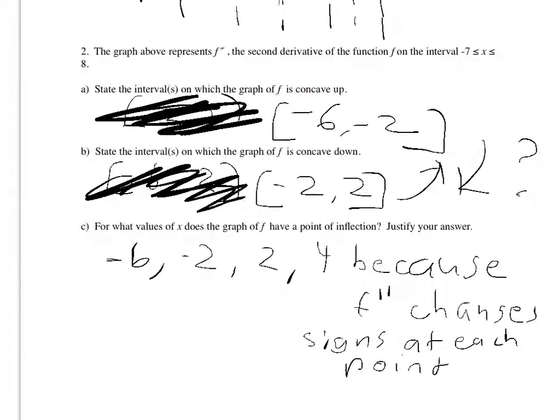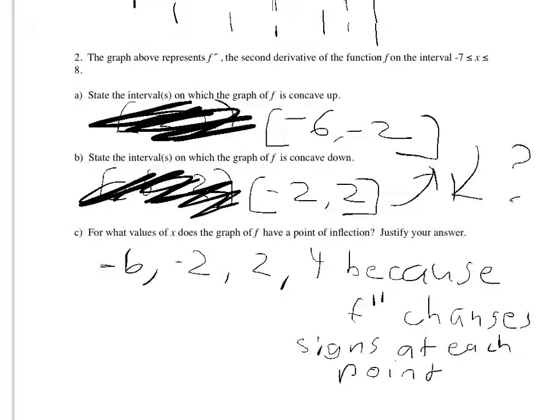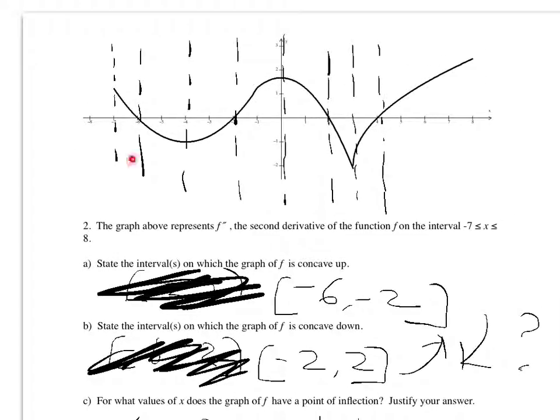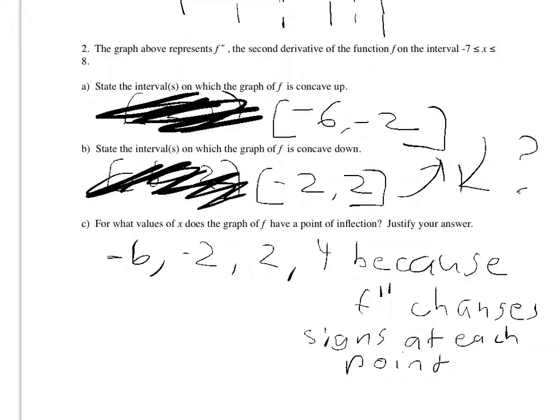And the next thing asks, for which values of x does the graph of f have a point of inflection? Then justify your answer. So again, since I didn't really write down positive and negative up here, I'm just going to be looking at where it crosses the x-axis over and over. So my answers are -6, -2, 2, and 4. Those should be my answers, and they are. And I justified it by saying f double prime changes signs at each point. And there it is.